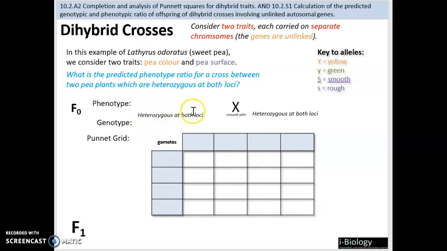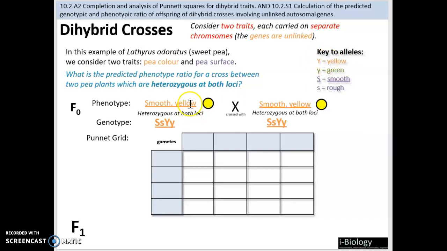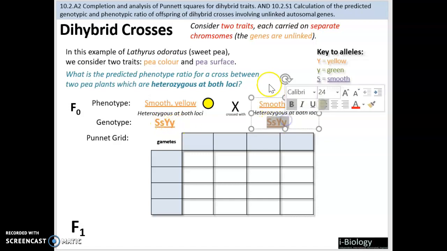If this is heterozygous at both loci and this one's heterozygous, that means we're going to have these combinations, aren't we? And we know which one's dominant and which one's recessive, because dominant is going to be the bigger letter. So if we've got two smooth yellow peas, they would have the phenotype, they would look smooth and yellow, but their genotype would look like this. So you can see you've got the big S, big Y, small y, big S, small s, and so on.